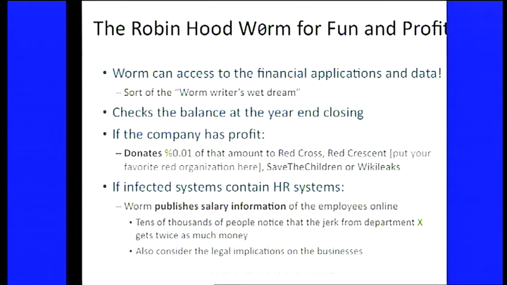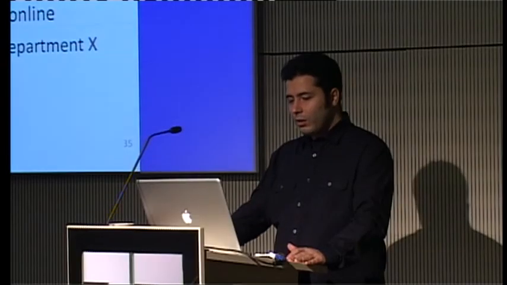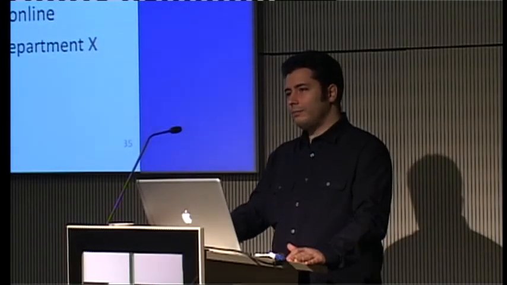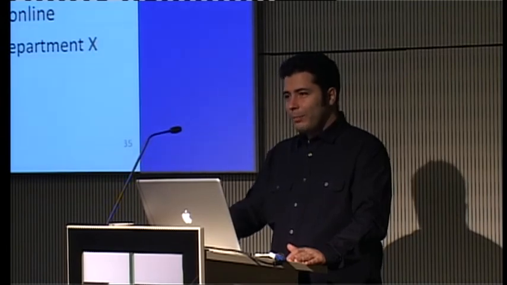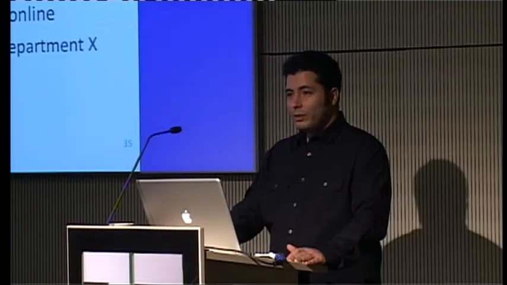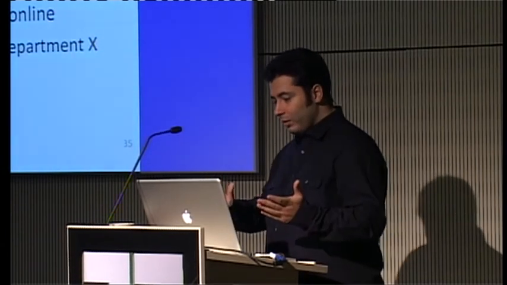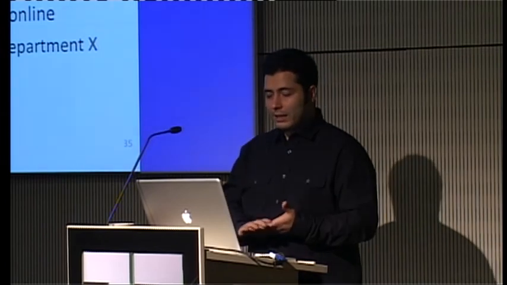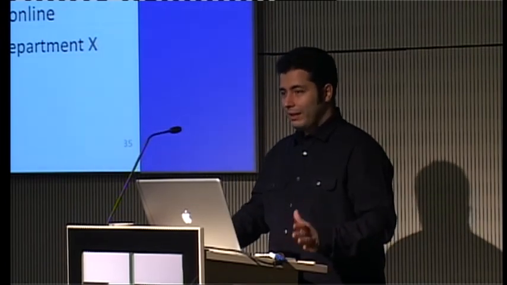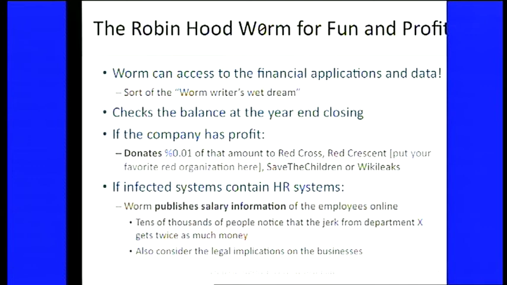imagine a worm at the end of the financial year that checks the balance of the company and says, hey, we made enough profit. So this worm donates like 1/10 of a percent of the profit of this company to Red Cross, Red Crescent, I don't know, Save the Children, or Julian and WikiLeaks, so that WikiLeaks doesn't have any financial problems anymore. This is possible. It's difficult but possible. I mean, I wouldn't call it very difficult.